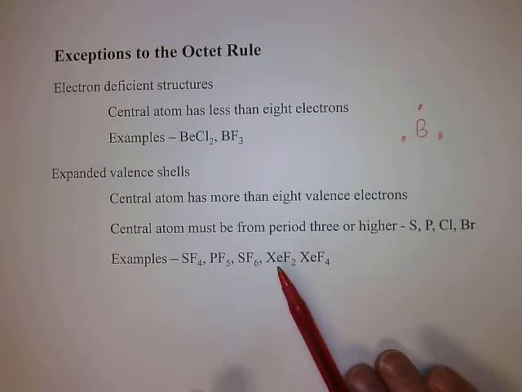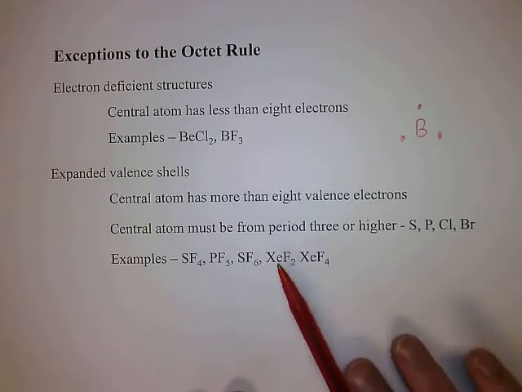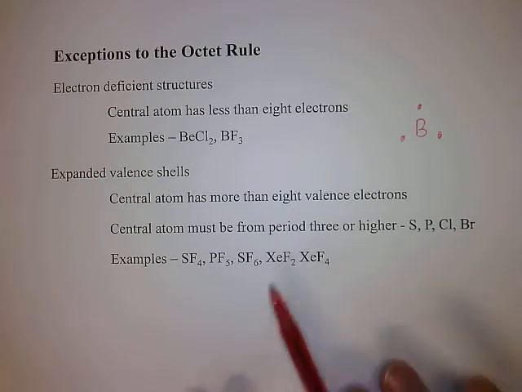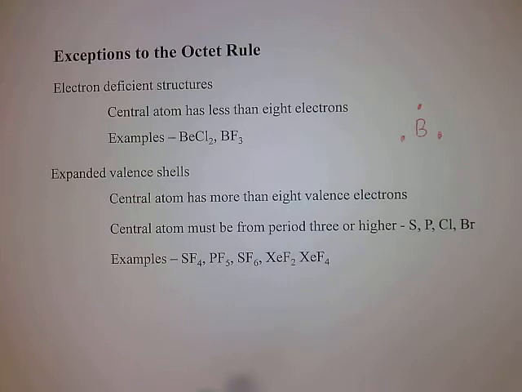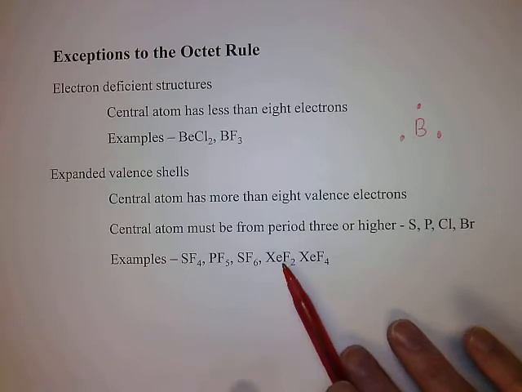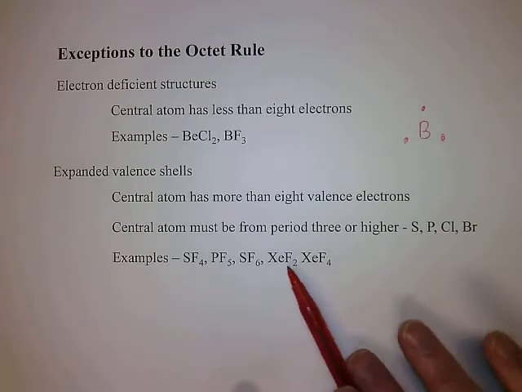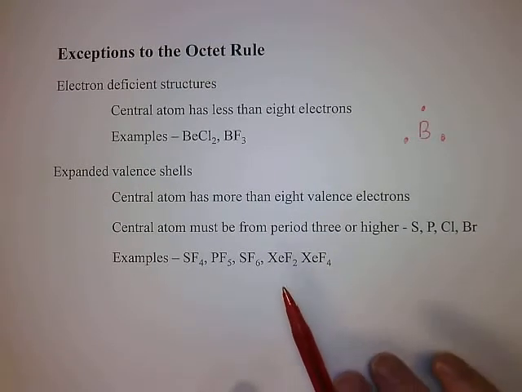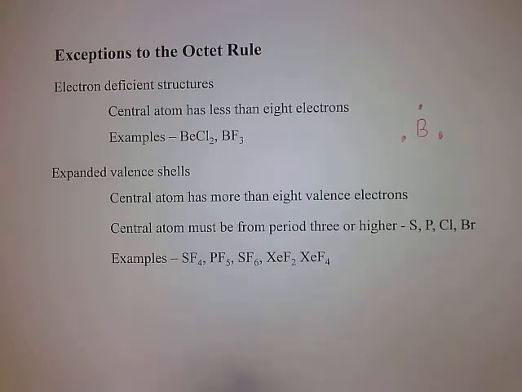And why would these two violate the octet rule? Because xenon has 8 electrons to start out with. Okay, xenon really doesn't like to form compounds to begin with. It can only do it under extreme conditions. But because xenon has 8 valence electrons to start out with, any xenon compounds will have more than 8 electrons, or will have more than 4 pairs around the central atom.